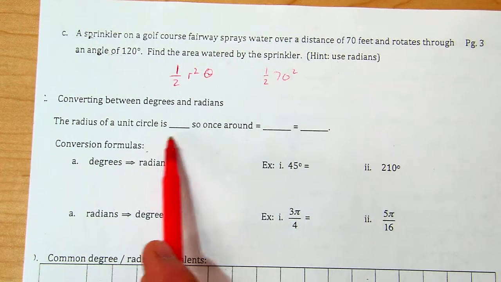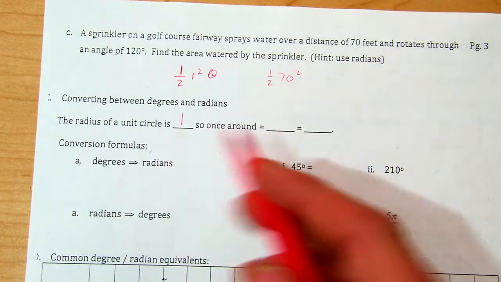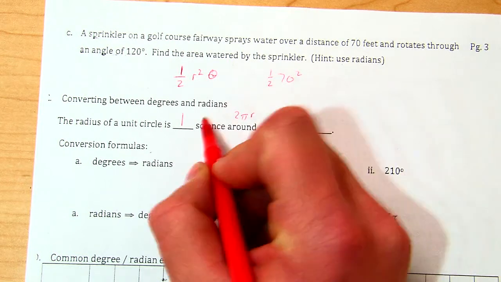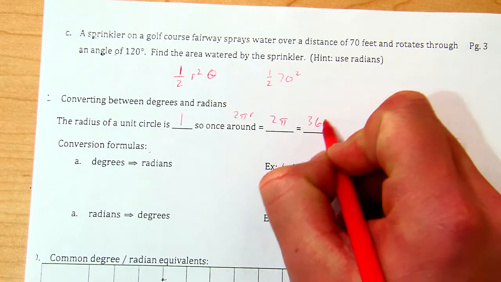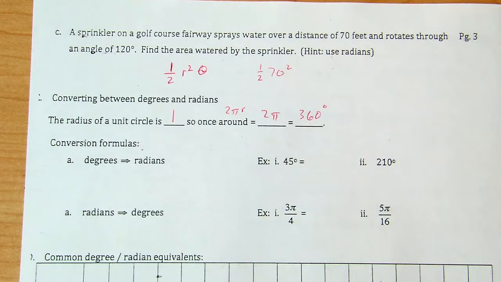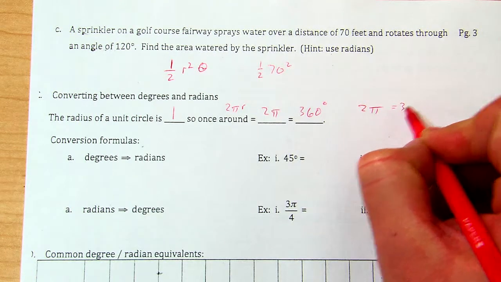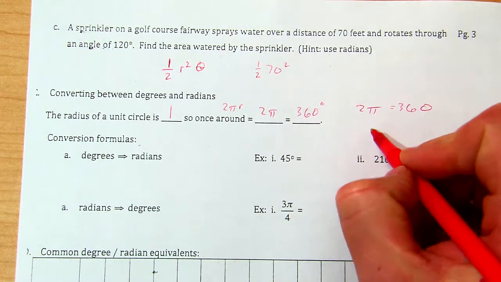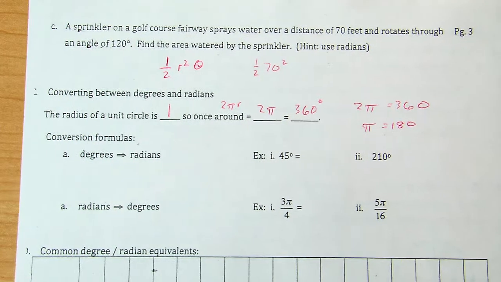Well, the radius of the unit circle, hopefully we know, is 1. So we know once around will be 2 pi r. But if we plug 1 in for that, that's going to be 2 pi. Or we know that's going to be 360 degrees. So we have some things that we should know are the same, that 2 pi is equal to 360. Probably an easier one is just divide by 2 and divide by 2. So every pi is going to be worth 180 degrees. Well, these two become our converters.